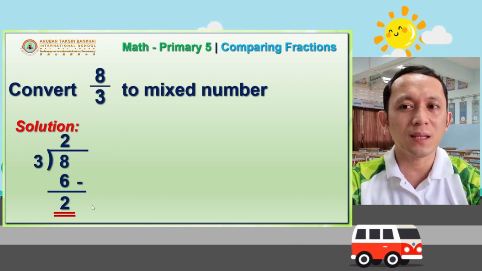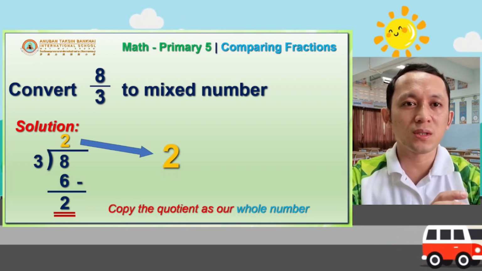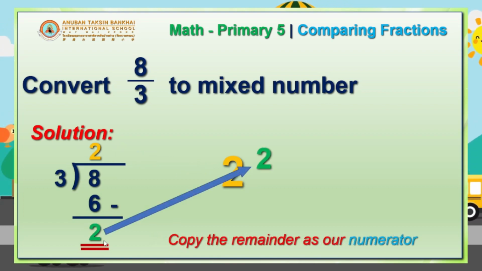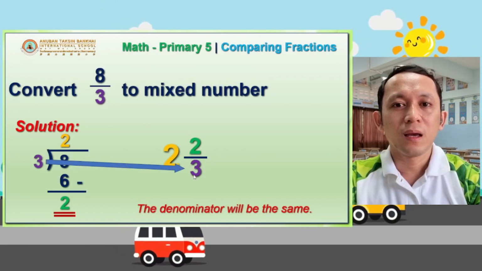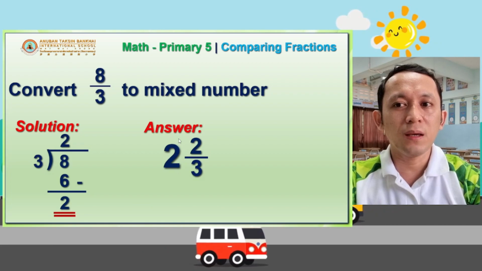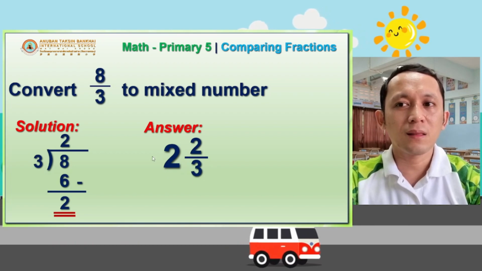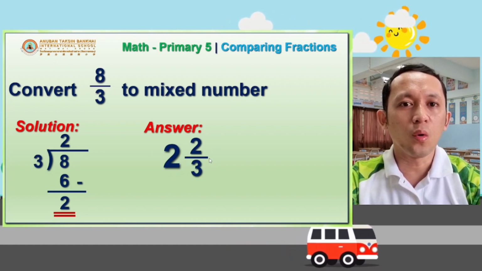Now, how are we going to write our answer? First, we are going to copy the quotient. The quotient will now be our whole number. And then our remainder will be our new numerator. So let's just copy that. And then our denominator will be the same. Just copy the denominator and we now have our mixed number. So the answer would be 2 and 2 over 3. Again, 8 over 3 is equal to 2 and 2 over 3.